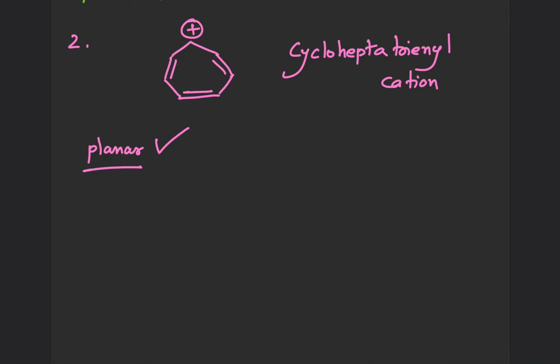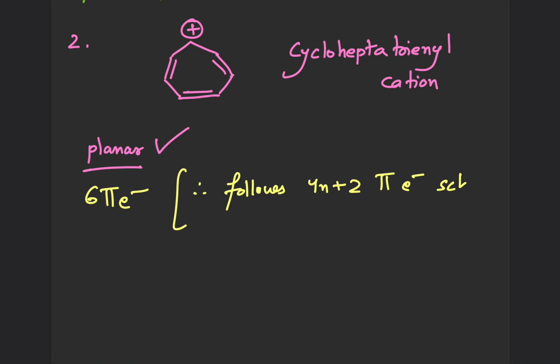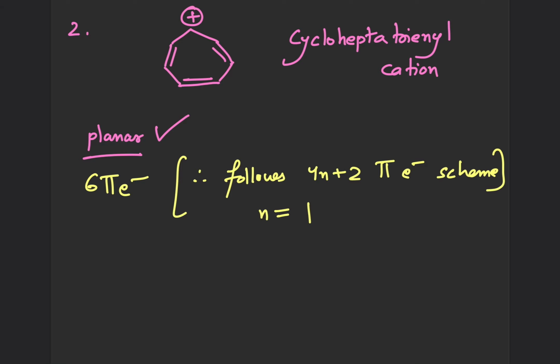Second, it has 6 pi electrons, so it follows the 4n plus 2 pi electron scheme where the value of n is 1, and these 6 pi electrons are spread over the entire ring. Again, I'm repeating, just the presence of 6 pi electrons is not enough. They should be spread or delocalized over the entire ring. So the 6 pi electrons in cycloheptatrienyl cation are spread over the entire ring.